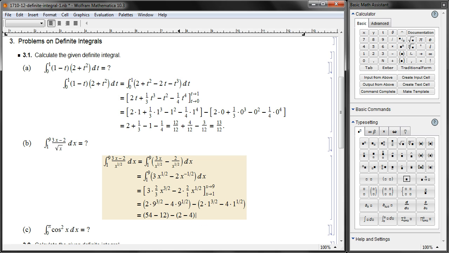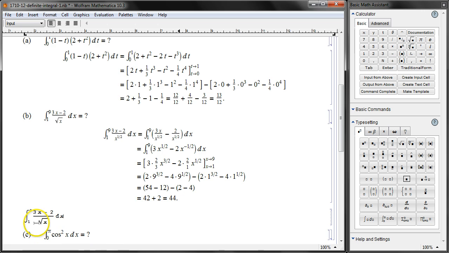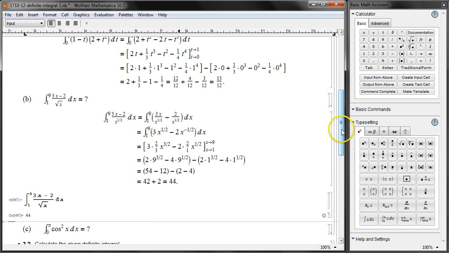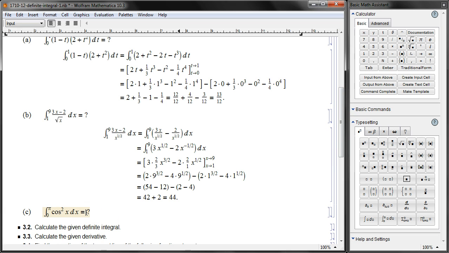So what do we have? 54 minus 12, that's 42, plus 2, you're going to get 44. I don't trust my mental math, so I'll use a calculator to figure it out. Here we have a Mathematica calculator. So here we go. Yes, 44 is correct. Now, do I have enough time for this problem? Okay, I'll try.